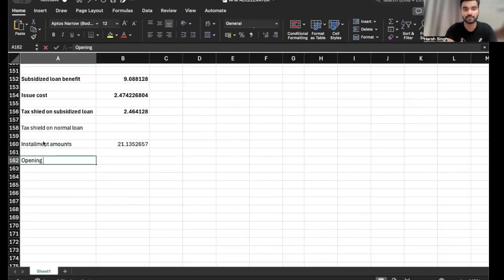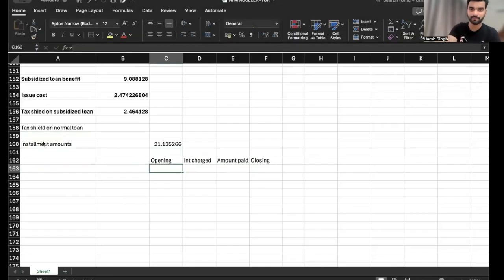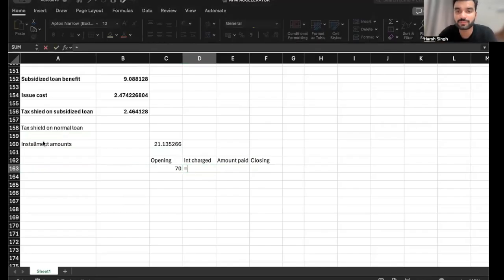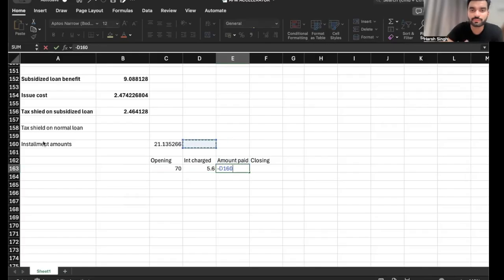Opening balance. Interest charge. Interest paid. Amount paid. Okay. So now what is the opening balance over here? 70. Interest charge will be how much? Simple, 8%. This value multiplied by 8%. Amount paid will be 2.1.